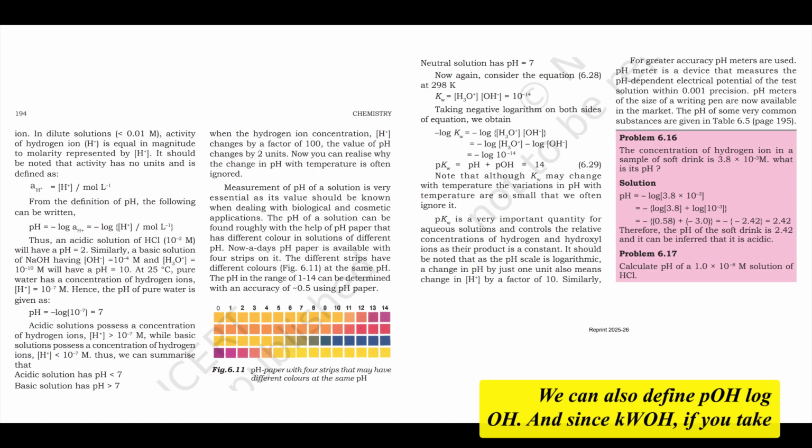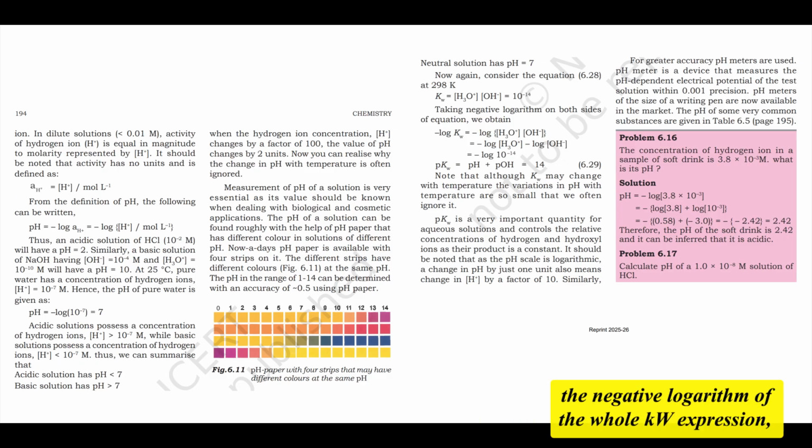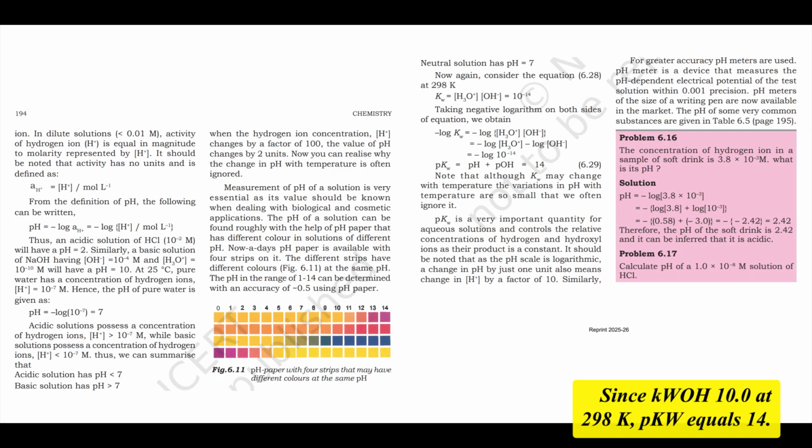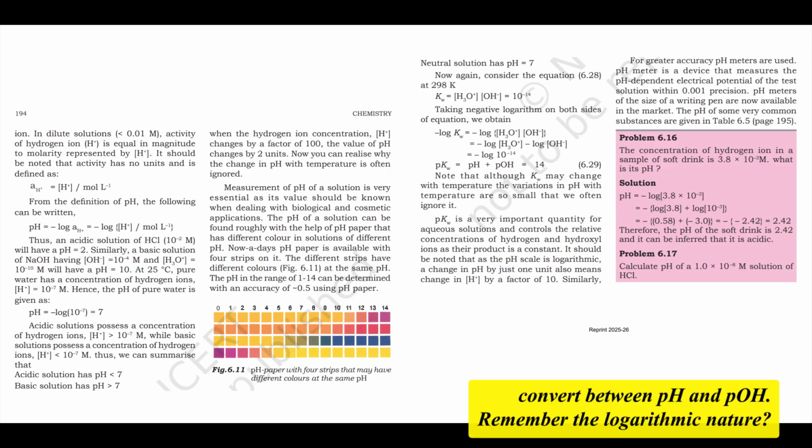We can also define pOH = −log[OH−]. And since Kw = [H+][OH−], if you take the negative logarithm of the whole Kw expression, we get −log Kw = −log[H+] + −log[OH−]. This gives us another vital relationship, pKw equals pH plus pOH. Since Kw is 10^-14 at 298 K, pKw equals 14. So at 298 K, pH plus pOH equals 14. This allows you to easily convert between pH and pOH.